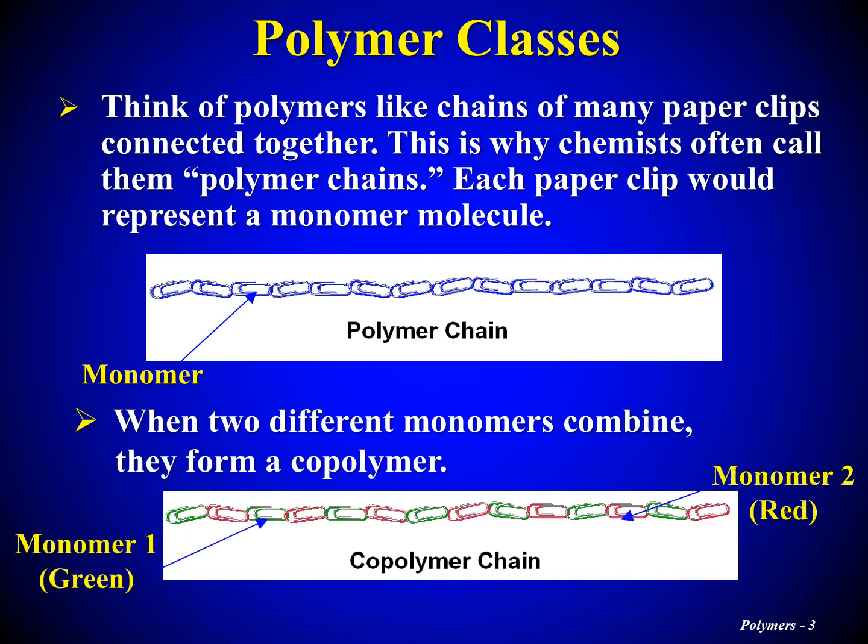When two different monomers combine, they form a copolymer. In this diagram that uses the paper clip analogy, one monomer is represented by the green paper clip, and the other by a red paper clip.